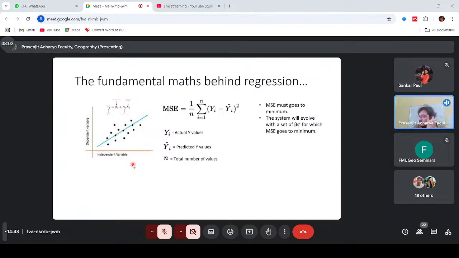The fundamental maths behind the regression is to minimize the sum of square error. So that's our error that we are actually looking into, yi minus y hat i. This y hat i is your expected value, and we would like to minimize the sum of this squared error.